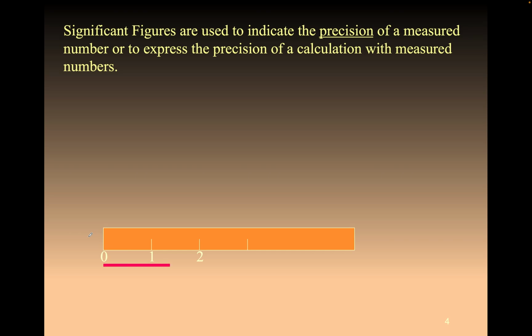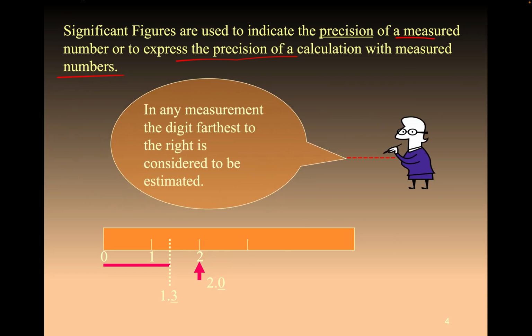Now, what exactly are significant figures? They are used to indicate the precision of a measured number, or to express the precision of a calculation with measured numbers. In any measurement, the digit farthest to the right is considered to be estimated, like we are rounding it off. Whenever it is more than 1.5, it rounds off to 2.0, and whenever it is less than 1.5, it rounds off to 1.